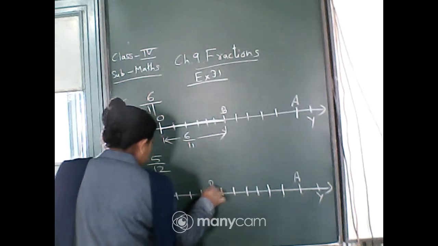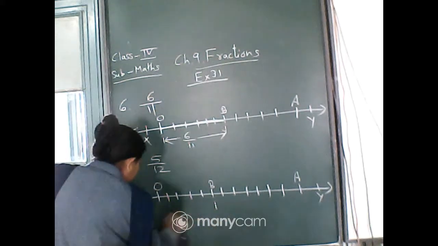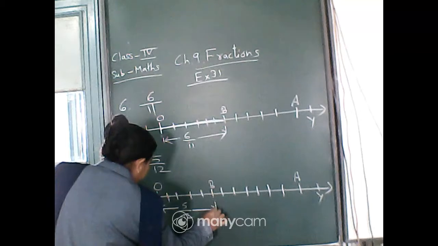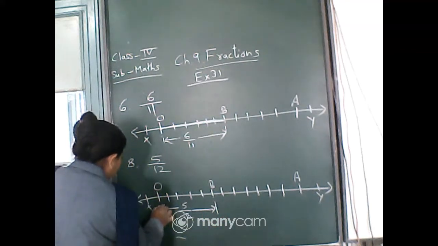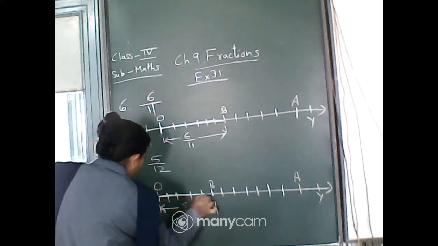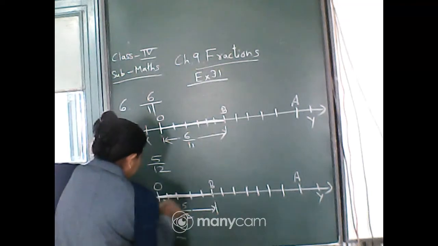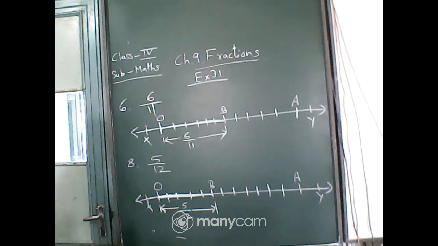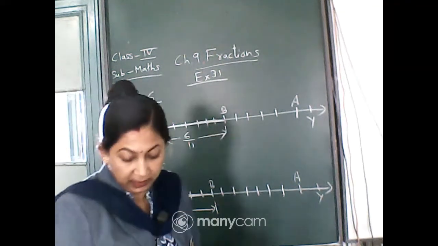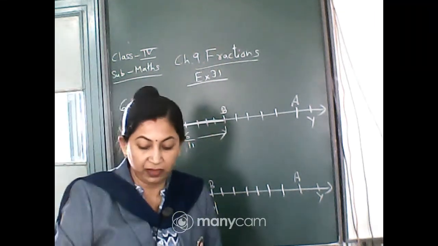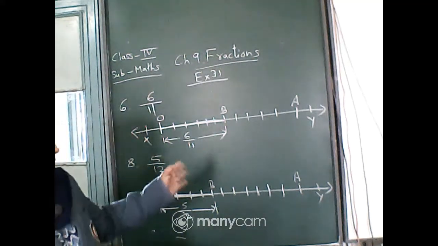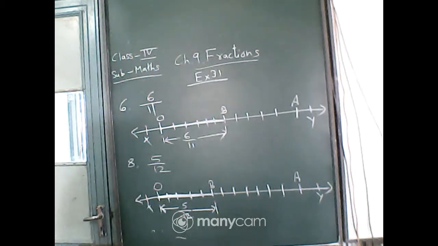That means this is B and this is 5 by 12. This line O to B represents 5 by 12. Clear? This way you will solve the other questions also, that is number 3, 5, 7, whatever we have left. You will solve them the same way.